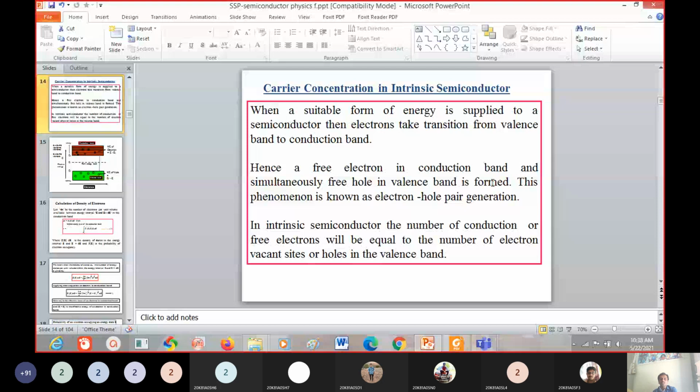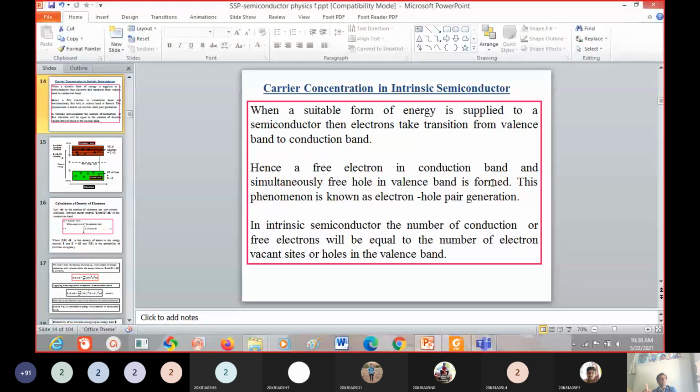The second question is the carrier concentration of extrinsic semiconductors. Two types will be there: one is the N-type semiconductor, another one is the P-type semiconductor. In the N-type semiconductor, we have to calculate the charge carrier concentration. In the P-type, we also have to calculate the carrier concentration. Those are the two questions.